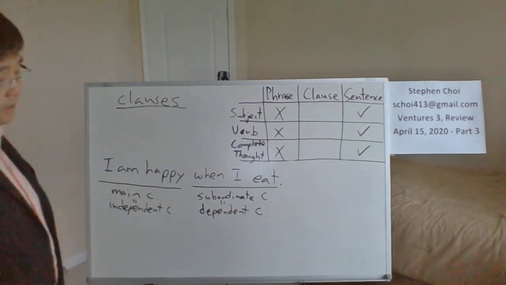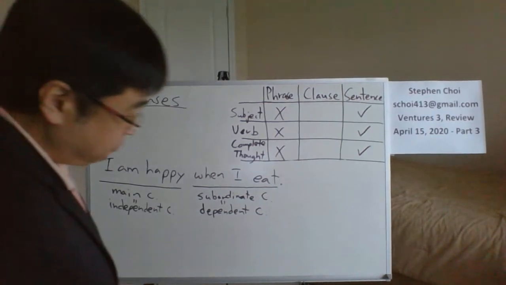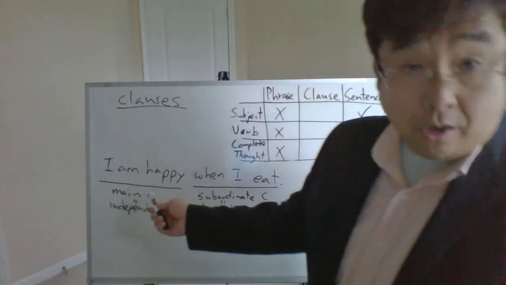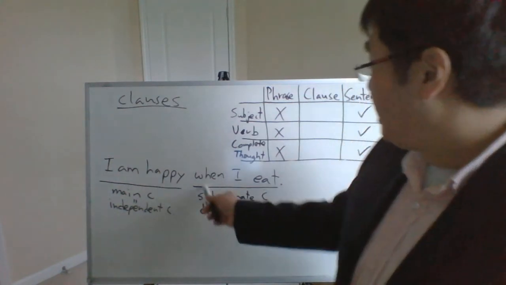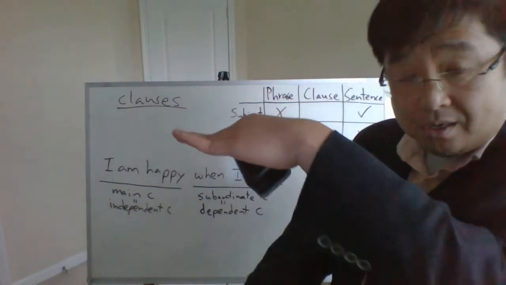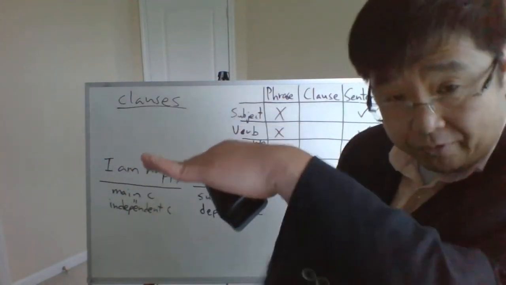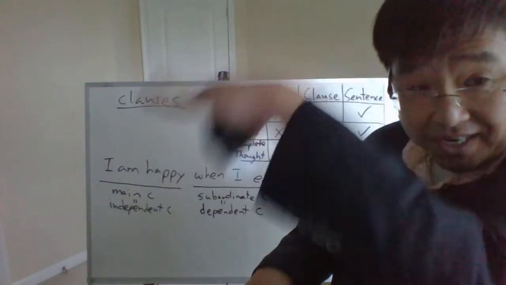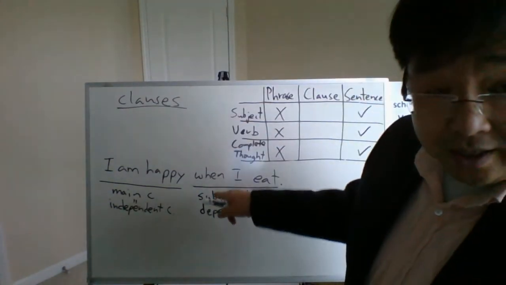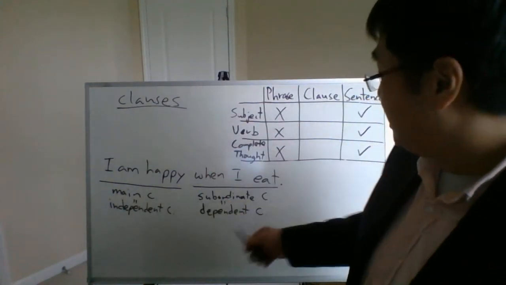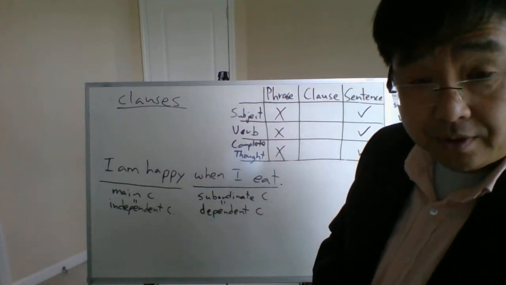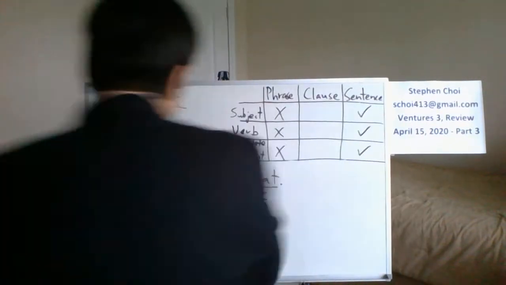Now, why is I am happy the main clause, the independent one, and when I eat subordinate? Subordinate means it's less, it's inferior, it's not as good as the other one. This one is under the other one. Or why is that one dependent? All right, let me explain.